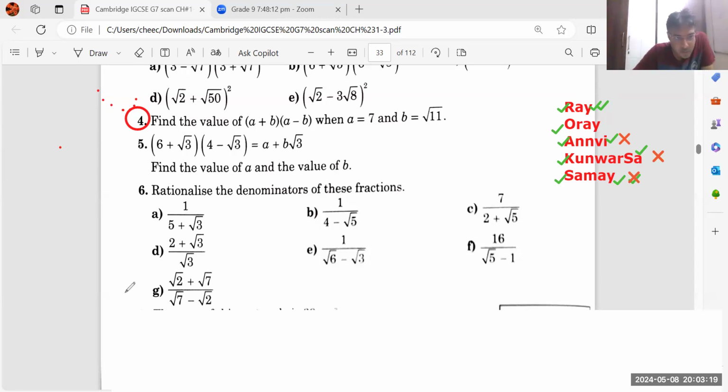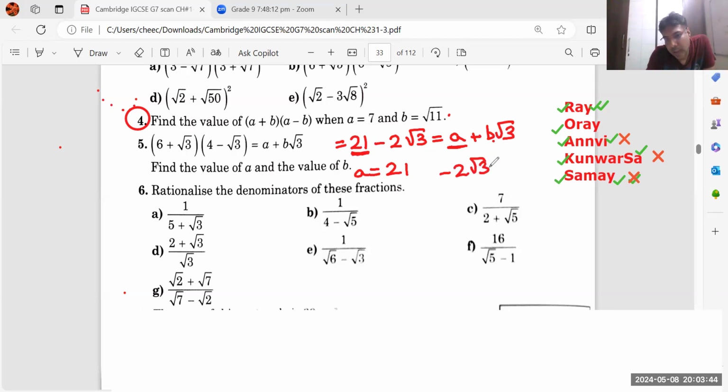So see, guys, when you got 21 plus 21 minus 2 root 3, everyone got this. And we have to compare it with A plus B root 3. So A is positive, it is a rational number or a whole number, it is equal to 21. But when you compare minus 2 root 3 equals B root 3, when you cancel out the root 3's, you are left with B equal to minus 2. All of you made this mistake.